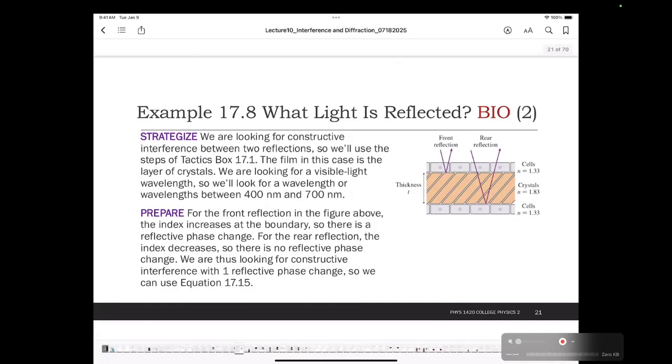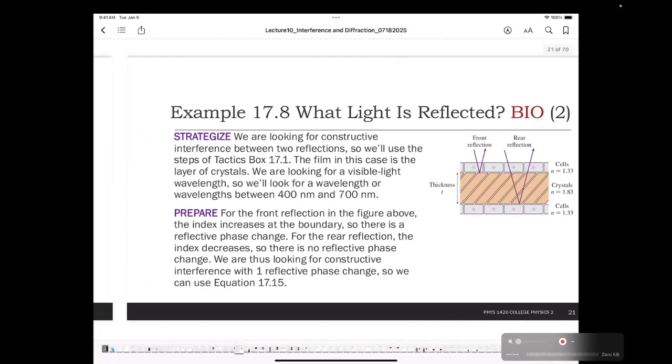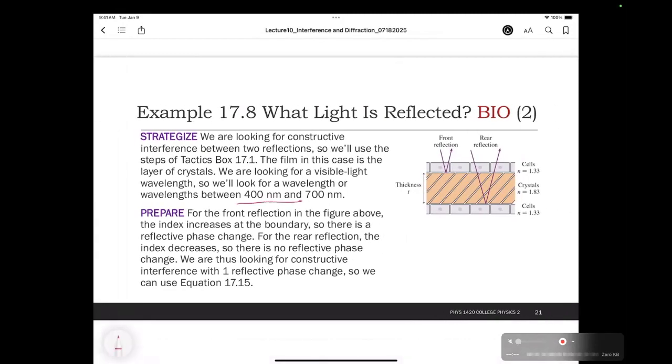First let's try to get the strategy. We're looking for constructive interference between two fluxes, so we will use the steps of Tactics Box 70.1. The film in this case is a layer of crystals. We are looking for a visible light wavelength, so we will look for a wavelength between these two. We have already talked about this. This is the visible light spectrum, a wavelength between those two.